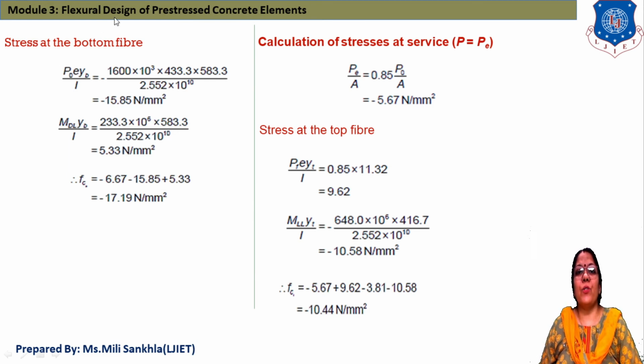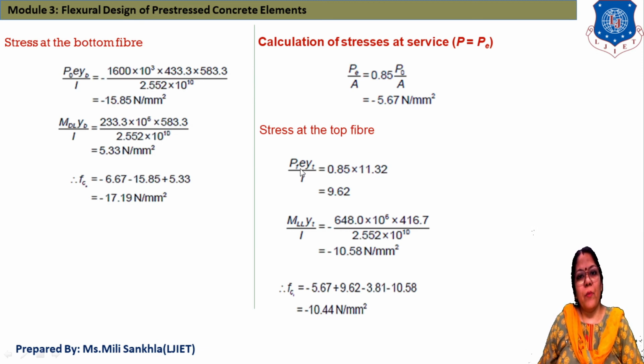Now we find the stresses at service, that is, the effective stresses. In the data it is again given that we have 15% losses. Simply 100 minus 15, that is 85%, so 0.85 into PO by A. PE is equal to, this relation is given, minus 5.67. Now again we find the top fiber and bottom fiber.